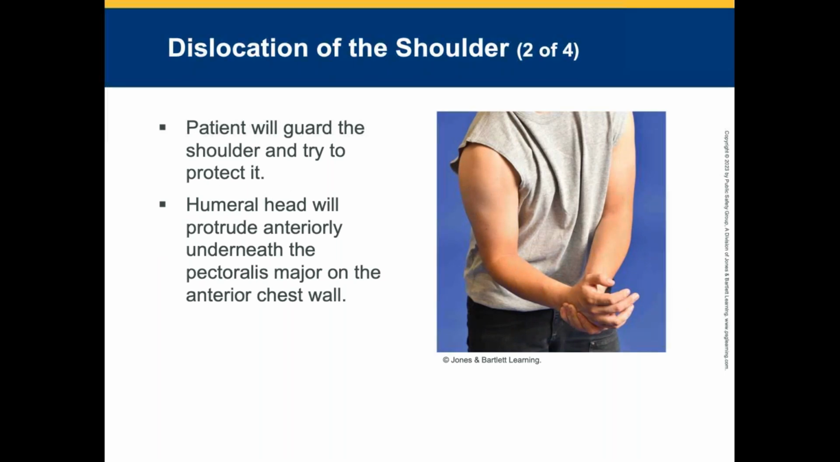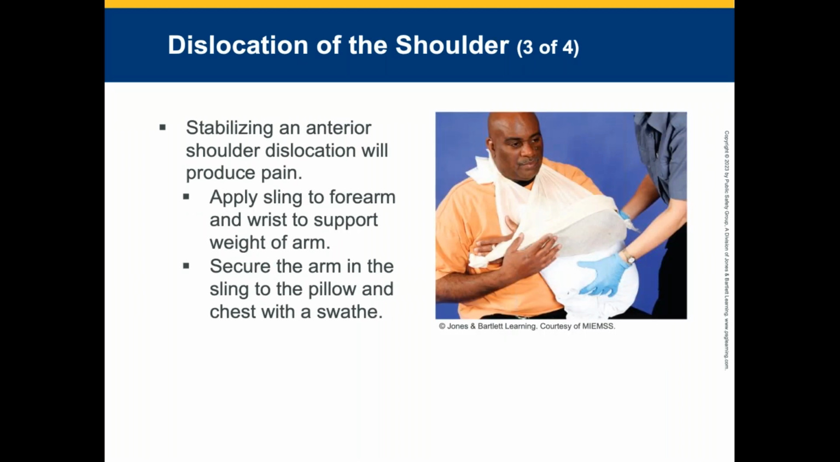Patients will actually guard, trying to protect it. So have them hold it and manually hold it in place. Check your CSMs before and after splinting. You can apply ice to the shoulder as well to control some of that swelling. The humeral head will protrude anteriorly underneath the pectoralis major of the anterior chest wall. All right, so you'll see it up in here. So again, stabilizing, as you can see. I'm going to place a pillow underneath, and then apply ice, cold packs, to reduce the swelling.